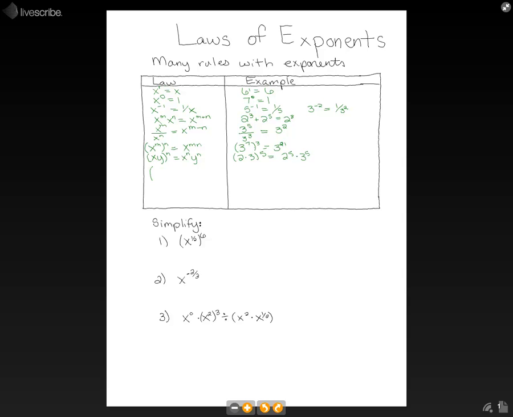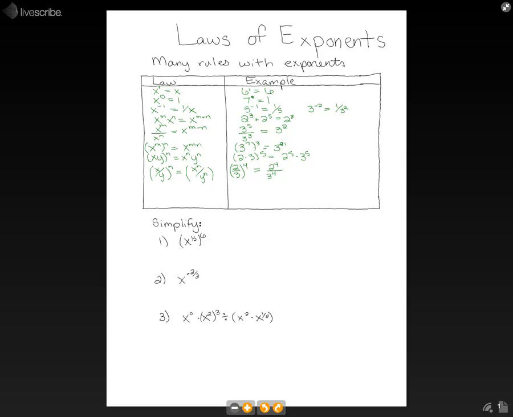Next, we have x divided by y, to the n. And that's simply going to distribute basically the same way, where it's going to equal x to the n divided by y to the n. So an example for this would be 2/3 all to the 4th power is going to be equal to 2 to the 4th power divided by 3 to the 4th power.